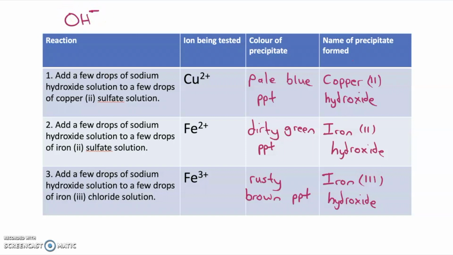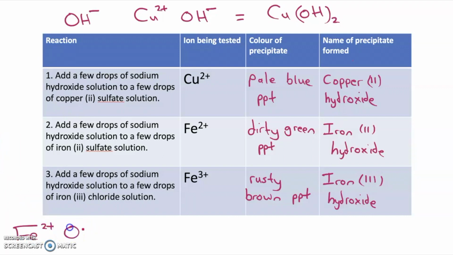So now let's work out the chemical formula of the precipitates. So the hydroxide ion is OH-. So in copper(II) hydroxide, we have Cu2+ ions and OH- ions. And the chemical formula is Cu(OH)2. And this is because I need 2 OH- ions to cancel out the 2+ charge. Now it's important here to put the OH in brackets because we need 2 OHs.